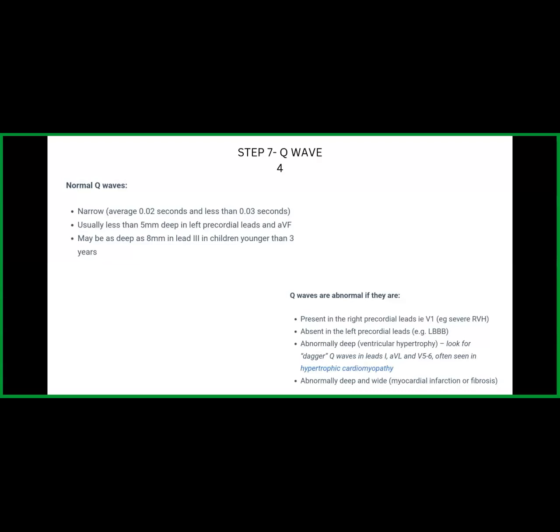Q waves are abnormal if they are present in right precordial lead, that is V1, which suggests RVH, like we have discussed. It is absent in left precordial lead in left bundle branch block. When there is abnormally deep ventricular hypertrophy pattern, we see Q waves in lead 1, AVL, V5, and V6, which is often seen in hypertrophic cardiomyopathy. In adults, when an abnormally deep and wide Q wave is found, that is suggestive of myocardial infarction or old scar with fibrosis.